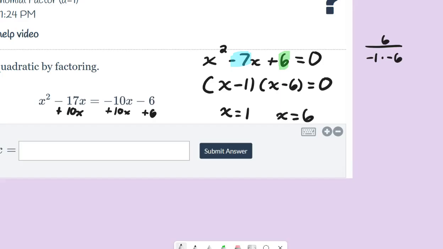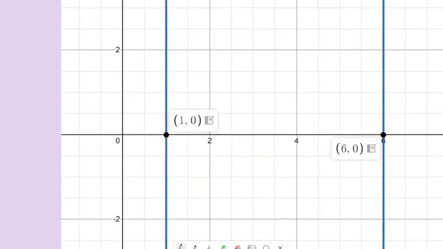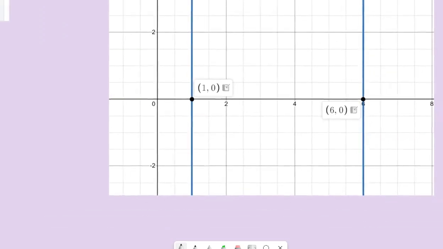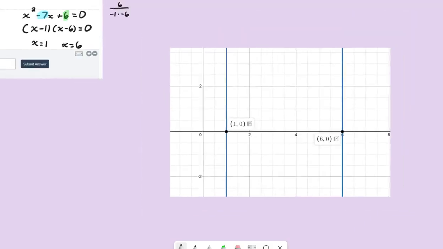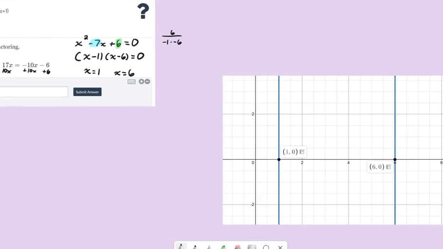And let's take a look at the graph of this equation, and there it is. We don't have the whole parabola here. We don't have the vertex of the parabola here, but we do have the zeros. We found (1, 0) and (6, 0). That's exactly what we found when we solved the equation.